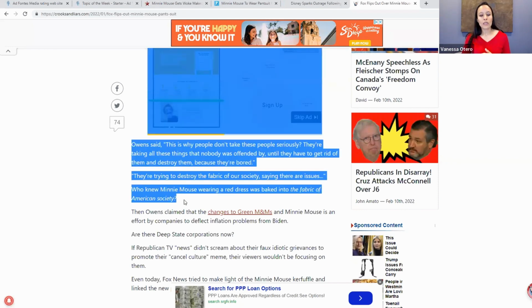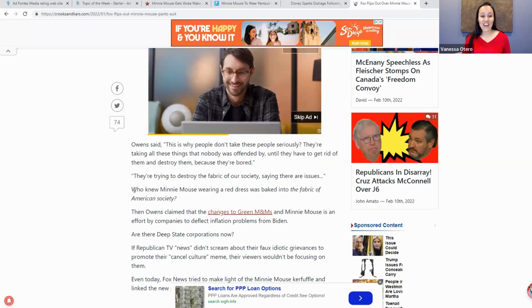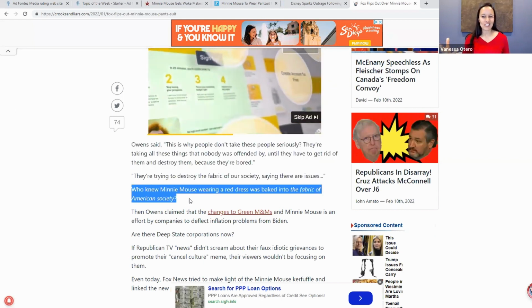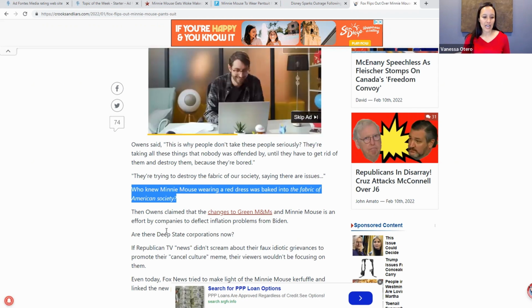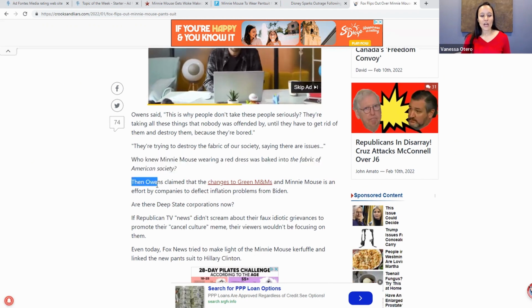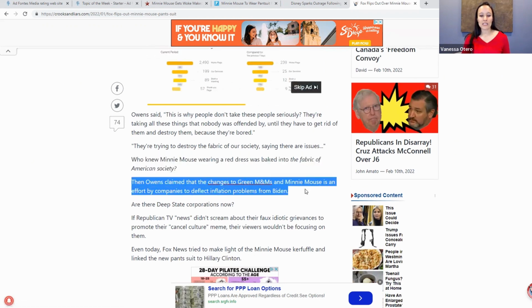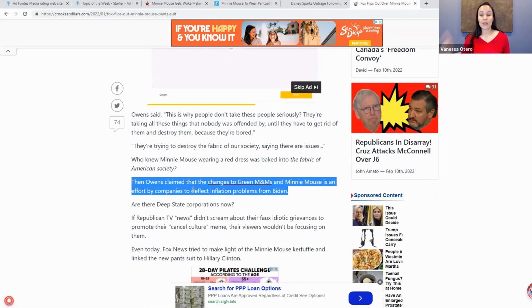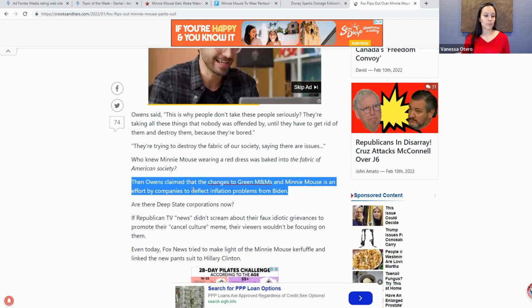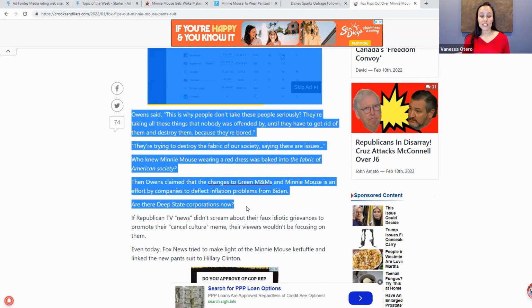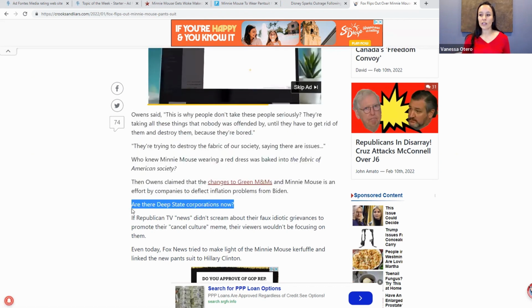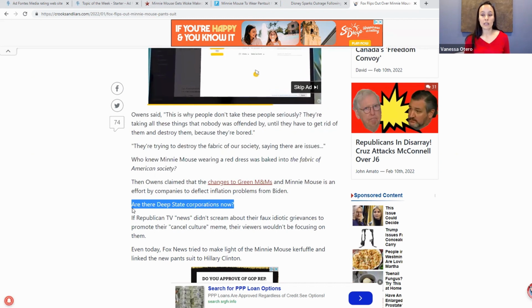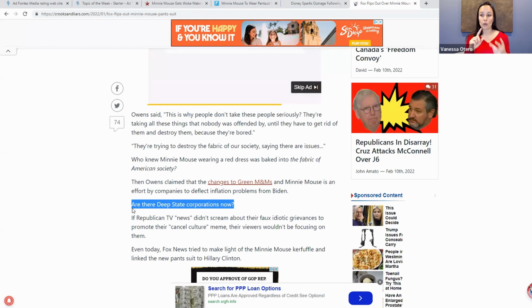Okay, who knew Minnie Mouse wearing a red dress was baked into the fabric of American society? So it's tongue in cheek, sarcastic here. Then Owens claimed that the changes to green M&Ms and Minnie Mouse is an effort by companies to deflect inflation problems from Biden. That's true. She did claim that, right? Are there deep state corporations now? So they're making fun of the right that attacks that deep state as a boogeyman, as they do, like the woke and cancel culture, et cetera.